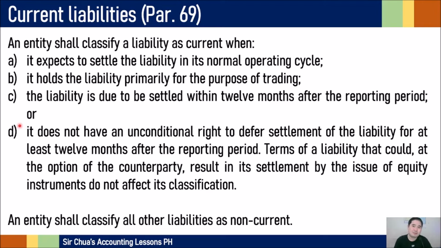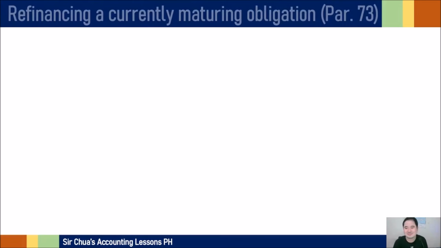Kasi po, kapag merong refinancing ng obligation, kahit malapit na siyang mag-due, pag meron kang power to refinance kasi, nagiging non-current siya. Later, pag-uusapan natin yan. Okay? An entity shall classify all other liabilities na hindi current as non-current. Ganun lang. Okay? Ito po yung binabanggit kong refinancing, a currently maturing obligation.